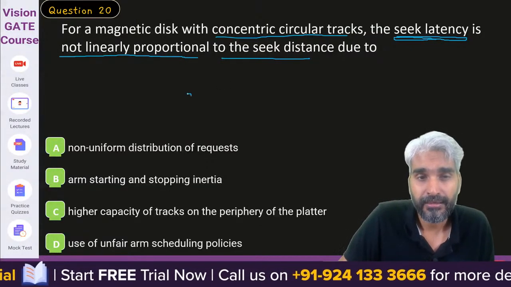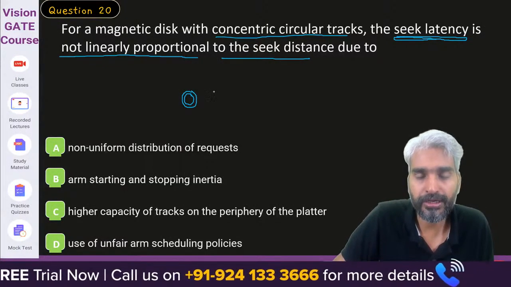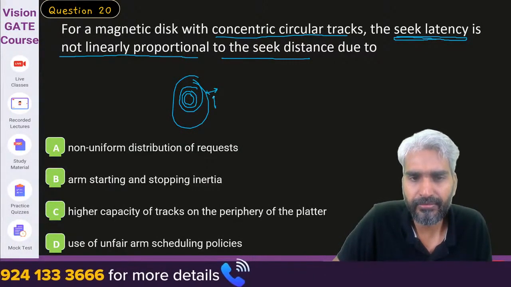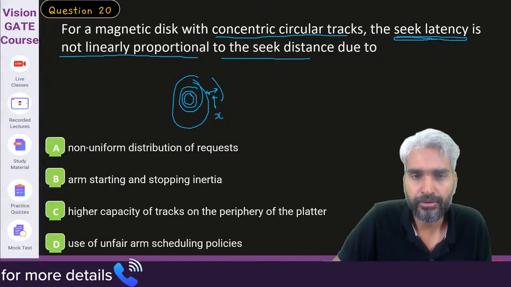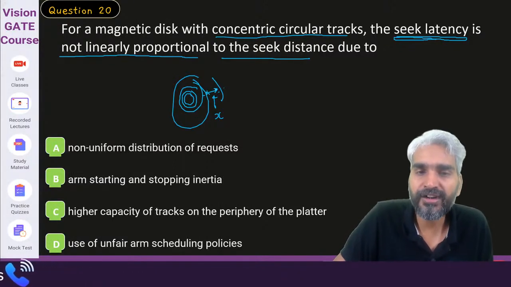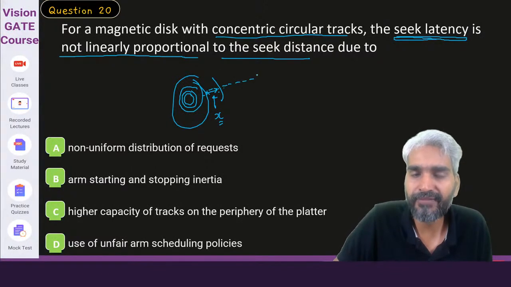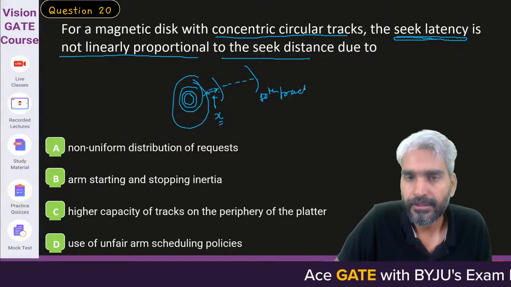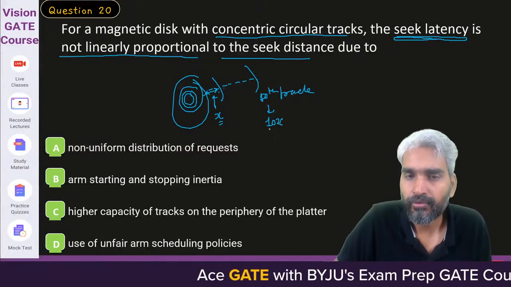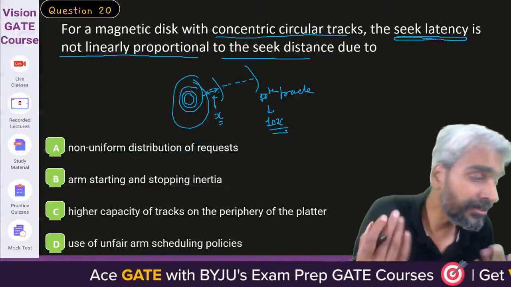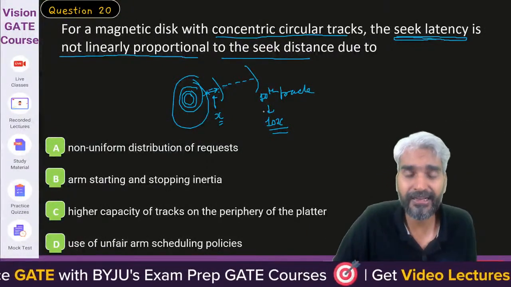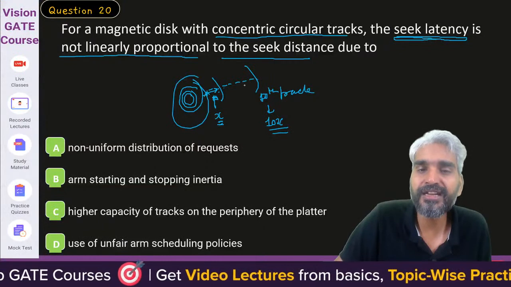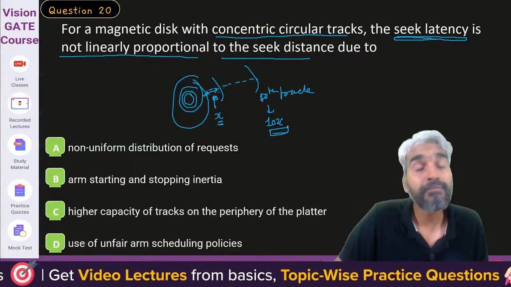What does it say? There may be various numbers of tracks. If you want to move from this track to this track, let's assume we require x time. To move from one track to another track, you require x time. But if you want to move from one track to the 10th track, why is this time not 10x? Generally in the calculation we assume this will be 10x. If the time to move from one track to another is x, then the time required to move 10 tracks should be 10x. But generally it does not happen.